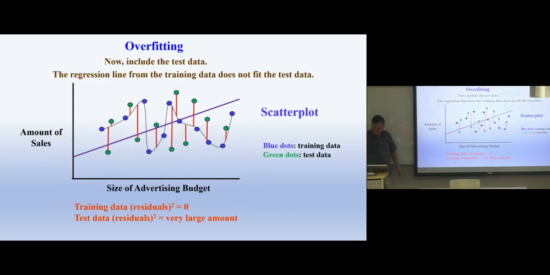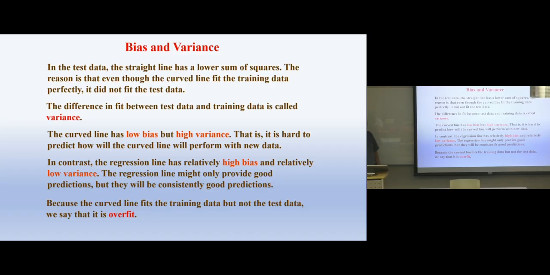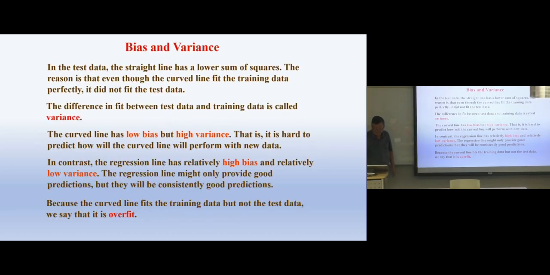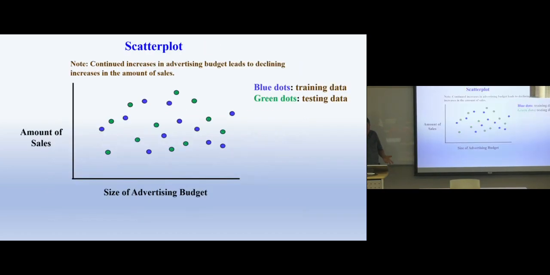The regression line, this thing, was it high bias, low variance? Yep. So it might only provide okay predictions, but they'll be consistently good. This means, as I bring in test data out here, it may not be perfect, but it's a whole lot better than trying to do that line. Now, this is fine.